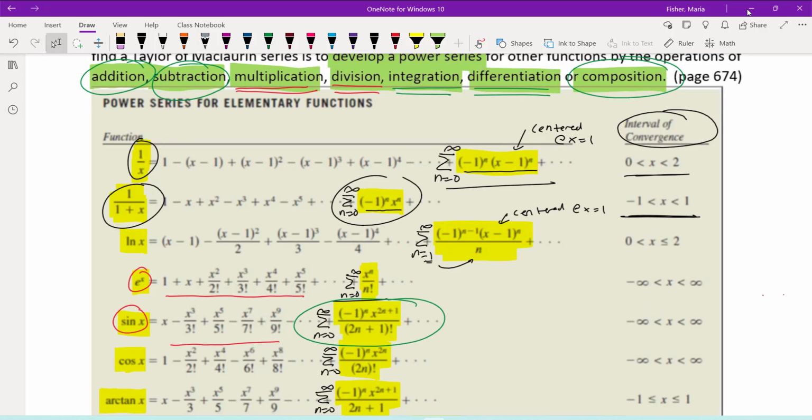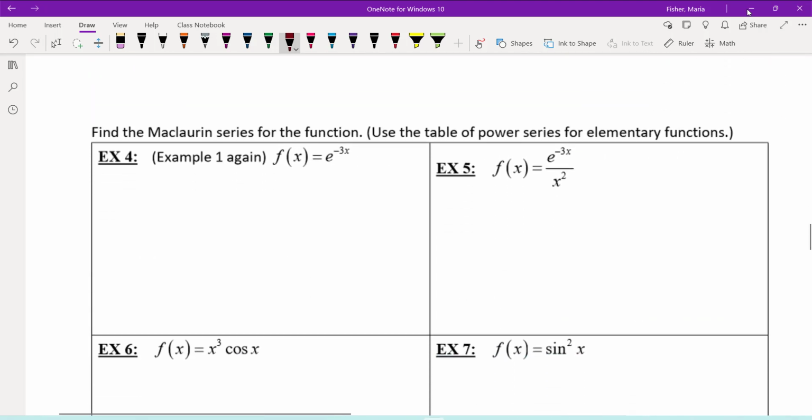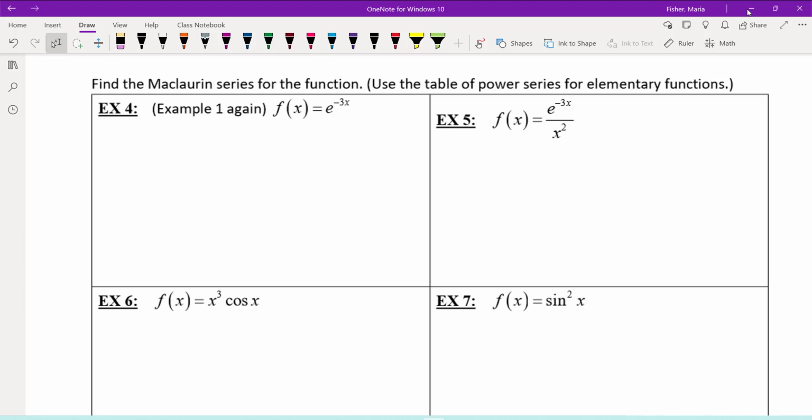and subtraction. Now we are going to do multiplication and division in here, but we're only going to be doing multiplication and division if we're multiplying or dividing by a power of x, not by a series. So let's look at finding the Maclaurin series for the function, and we're going to use the table of power series for elementary functions to do that.